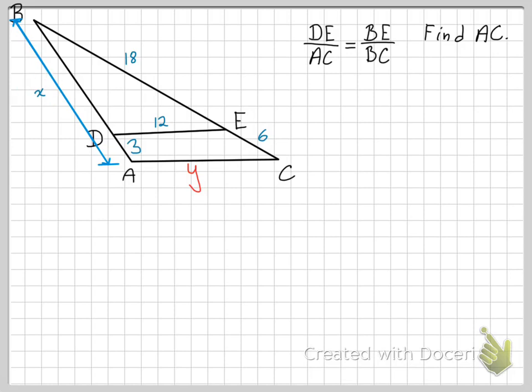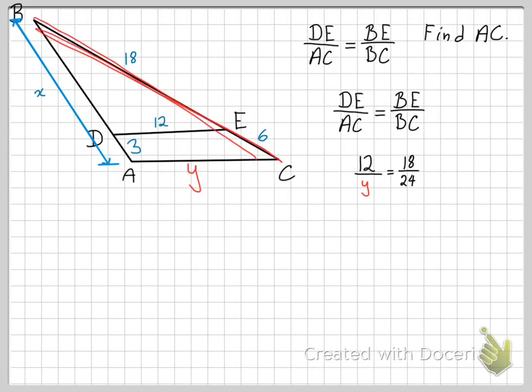You don't want to use the same variable for different entities or different things within the same problem. So I'm going to label AC as y, but it's the same methodology. You still write down the given proportion, and then you fill in what you know. So DE is 12, AC is my y, BE is 18, and BC is equal to 24 because BC is this whole entire length, and that equals 18 plus 6, which is my 24.